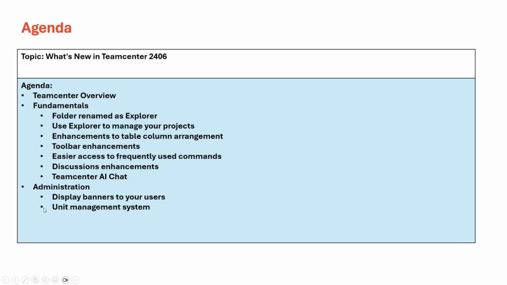Here is the agenda for today. We'll start with a Teamcenter overview and then we'll see the significant improvements that have been made on how information is organized and presented in Active Workspace Client. We'll see the new centralized location, the Explorer, for viewing and managing all folders and projects. We'll see the new features of table column arrangements, tabular enhancements, discussion enhancements, and the new Teamcenter Artificial Intelligence Chat.